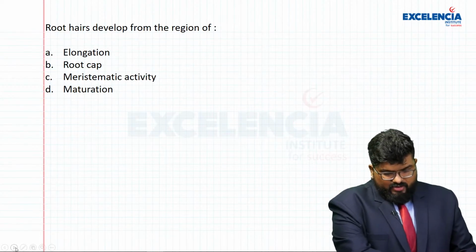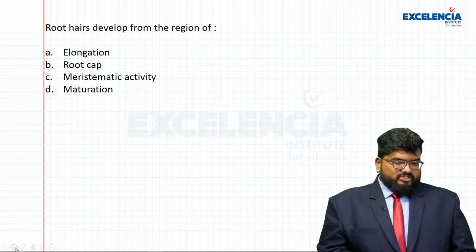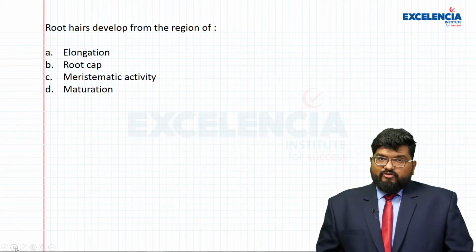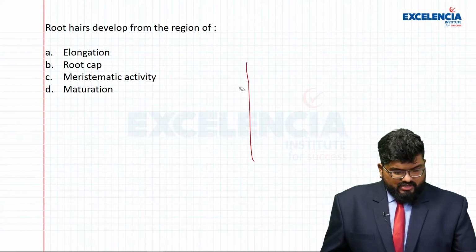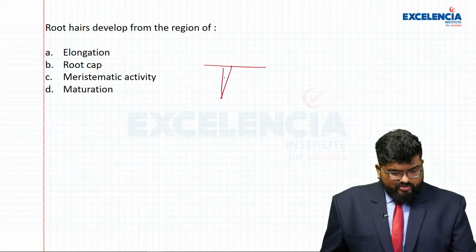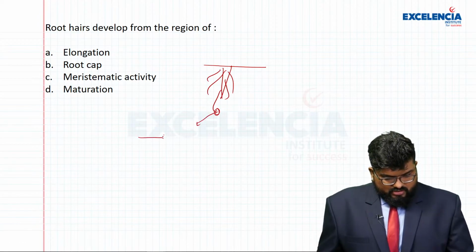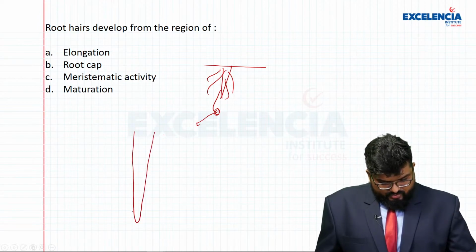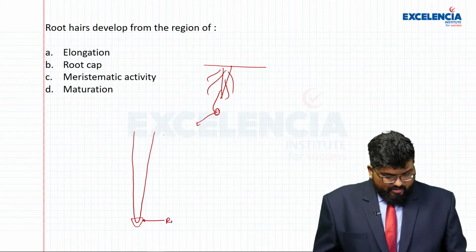Root hairs develop from the region of elongation, root cap, meristematic activity and maturation. The chapter that we are talking about over here is morphology of flowering plants, isn't it? If we look at the root tip of a tap root under the microscope, what we see is the root tip with the root cap. So here this is the root cap.